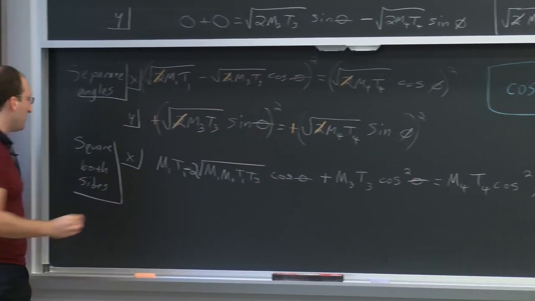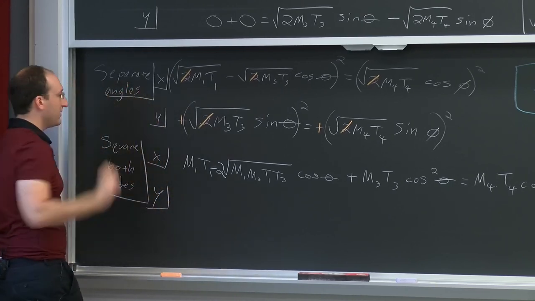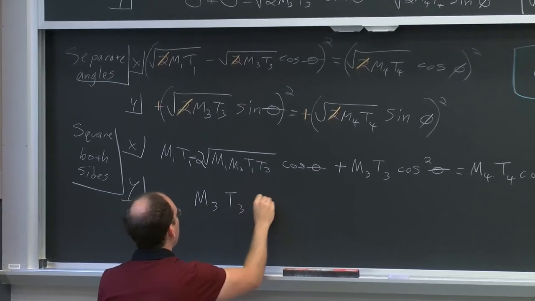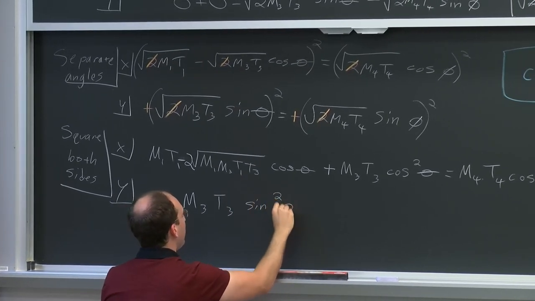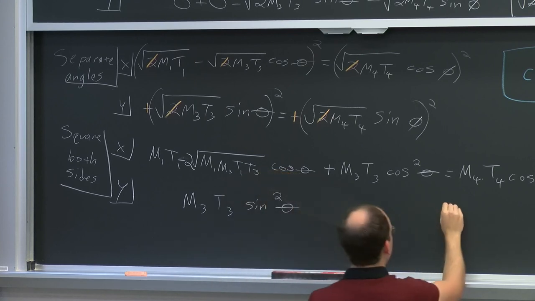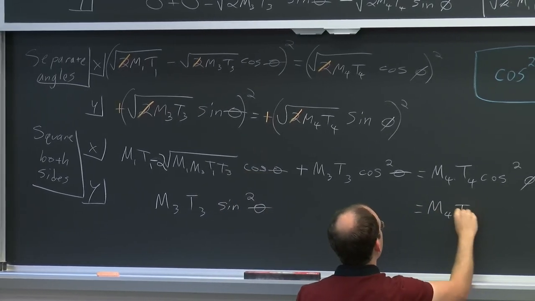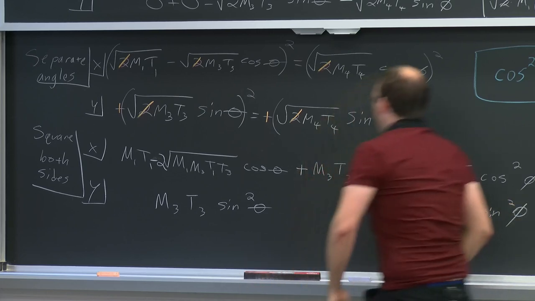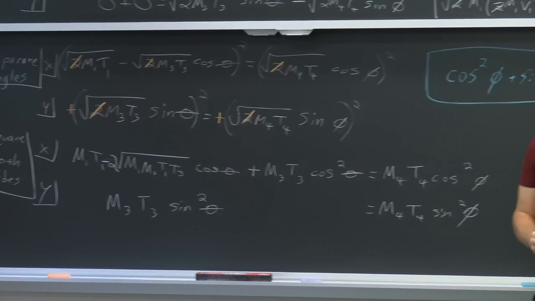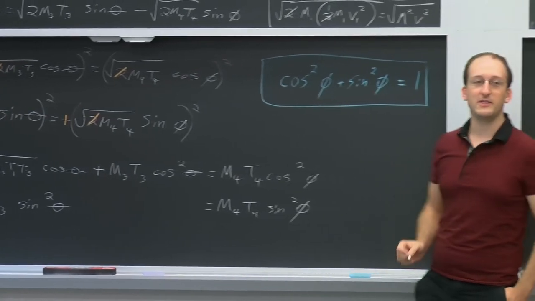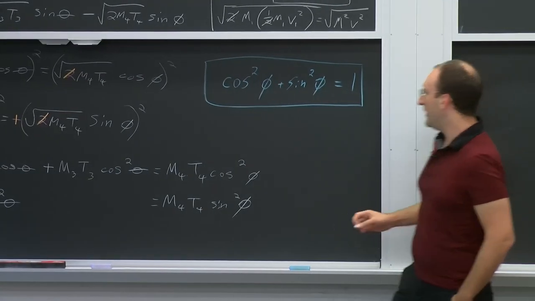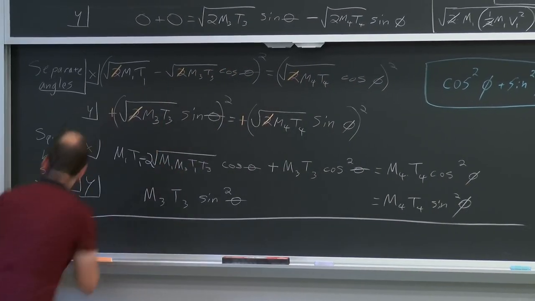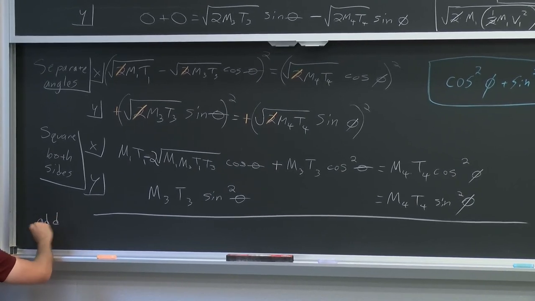Now we'll do the same thing for the y momentum equation. Much easier because there's no addition anywhere. And we have m3 t3 sine squared theta equals m4 t4 sine squared phi. So this is quite nice. Now if we add these equations together, we get rid of all of the cosine and sine squared terms. So let's add them up. We'll add the two equations.